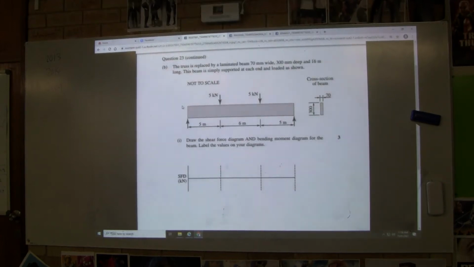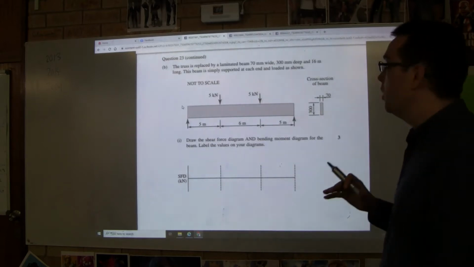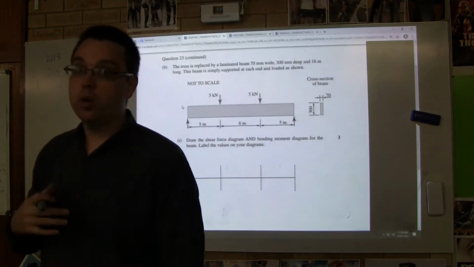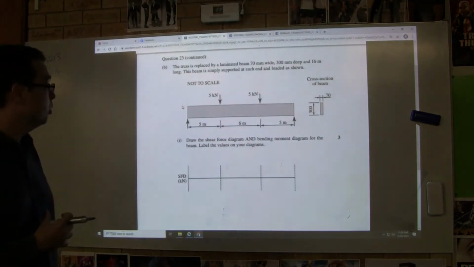In this video, I'm going to be going through how to do bending, but we're going to do some more complicated questions. We're going to look at shear force and bending moment diagrams. I'm going to try and teach this concept without going into too much theory, and to try and build up using past HSC questions.